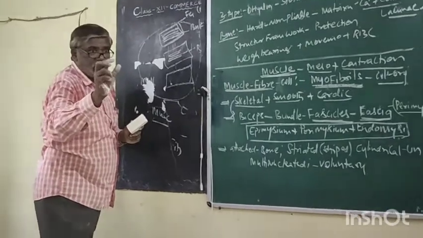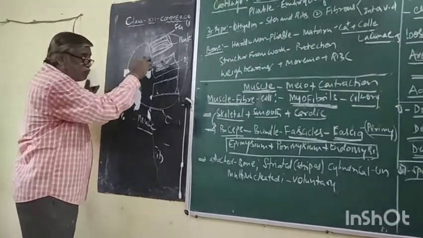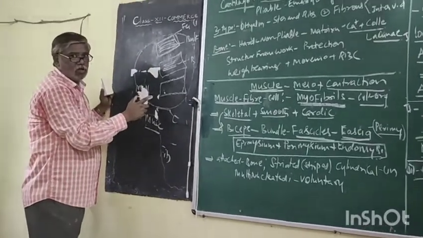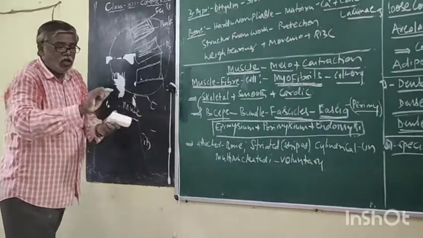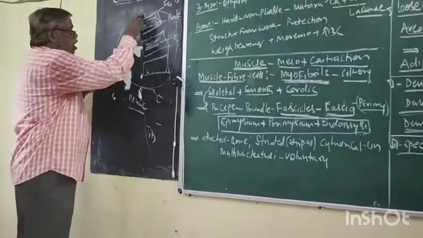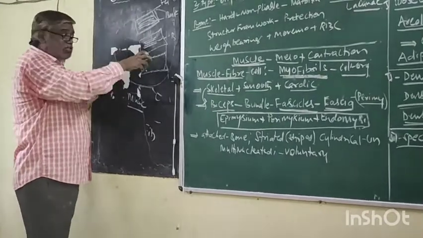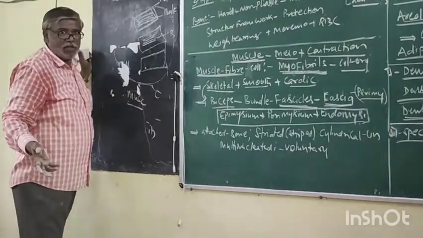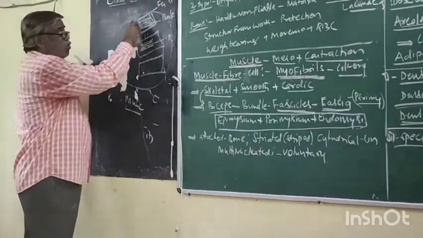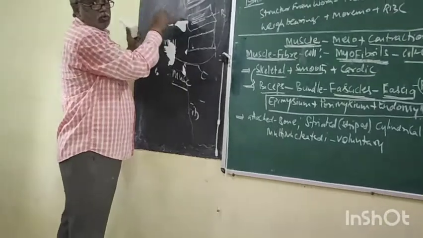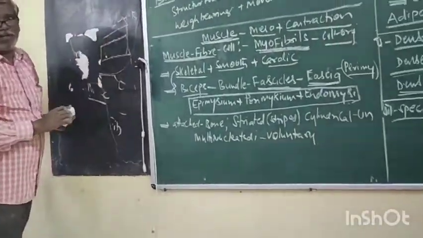Non-vegetarian, a chicken piece or mutton piece, that is muscle. Now it is a piece, that is muscle. When you take a piece of muscle and remove the outermost layer, what is the outermost layer? Epimysium. Now bundles become free. But each bundle is covered by perimysium or fascia. When you remove the perimysium, cells become free.